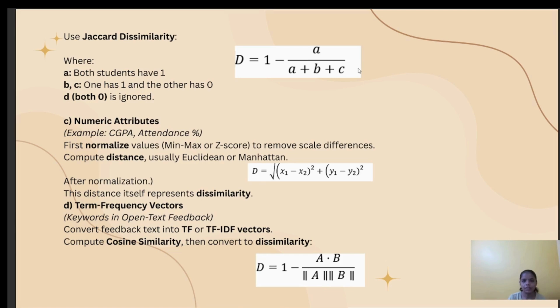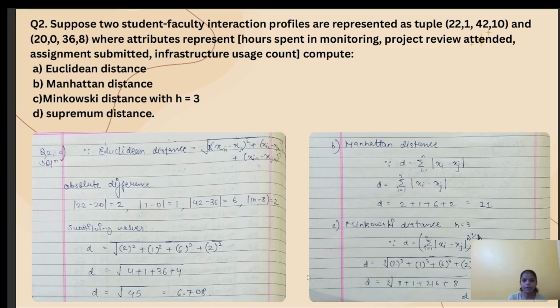Now D, the term frequency vectors, the keywords in open text feedback. Convert the feedback text into TF or TF-IDF vectors. To compute it, we use the cosine similarity, then convert to the dissimilarity. To calculate the similarity, our formula is A dot B upon magnitude of A times magnitude of B. This is our cosine formula, and when we have to calculate the dissimilarity, we subtract it from 1.